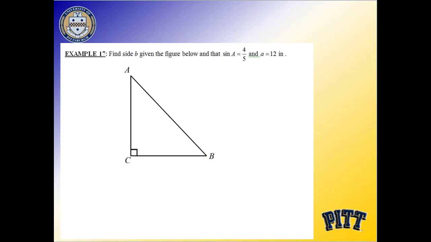I'm given this right triangle is labeled. We want to find side B, which is the same thing as side AC here. It's opposite angle B. We know that the sine of A is 4/5, and we know that A itself is 12 inches.